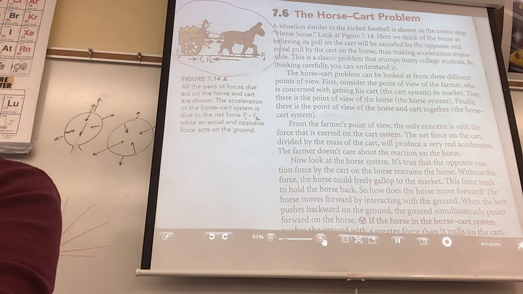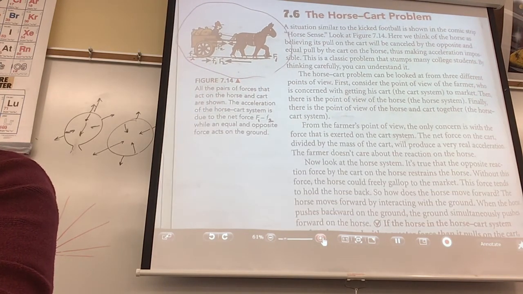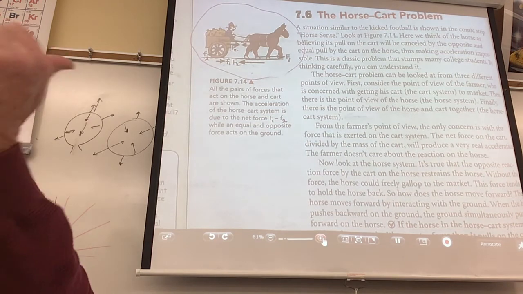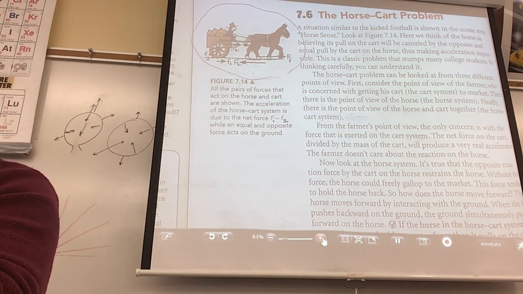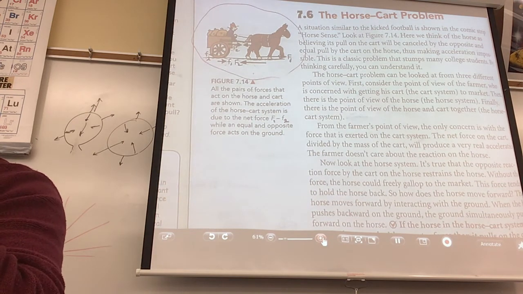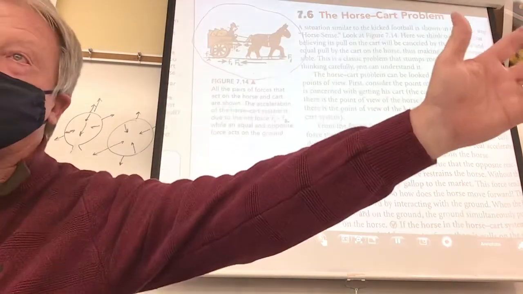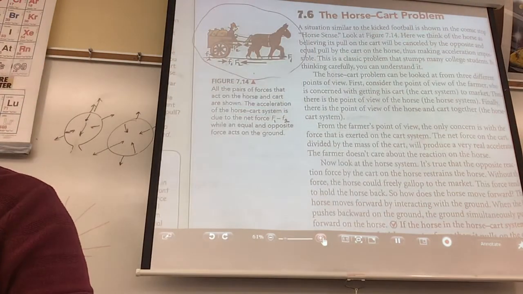Now, you know why you don't like this? I'll tell you why you don't like that arrow there, because you don't believe it. You think that the cart is going to push the ground backwards. That's not what's happening here. If I had a motorized wheel, the wheel would push the ground backwards, and the ground would push you forward. This is not a motorized wheel.